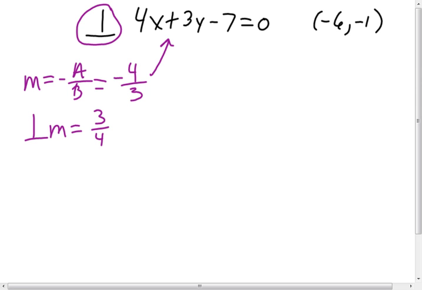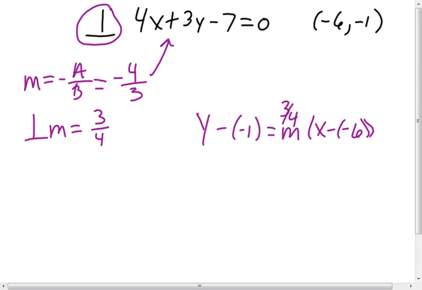So now that we have the slope and we have a point at the top right, we can use point-slope. So y minus -1 is equal to m times x minus -6. Make sure anytime you have negatives that you get the signs correct. So the slope we know is 3 over 4, so we can substitute that. So y plus 1 equals 3/4 times x plus 6.